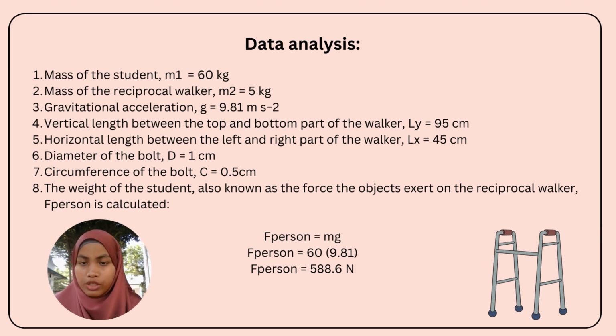Lastly, the weight of the student, also known as the force the object exerts on the reciprocal walker, F person, is calculated with the formula F equals mg. Thus, we will get F person as 588.6 Newton.